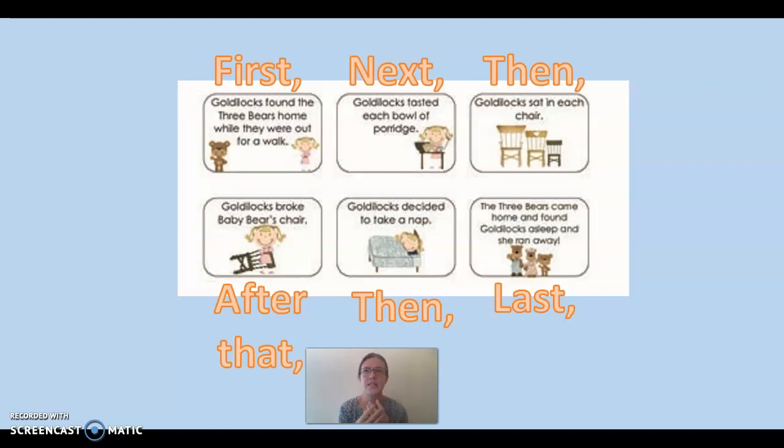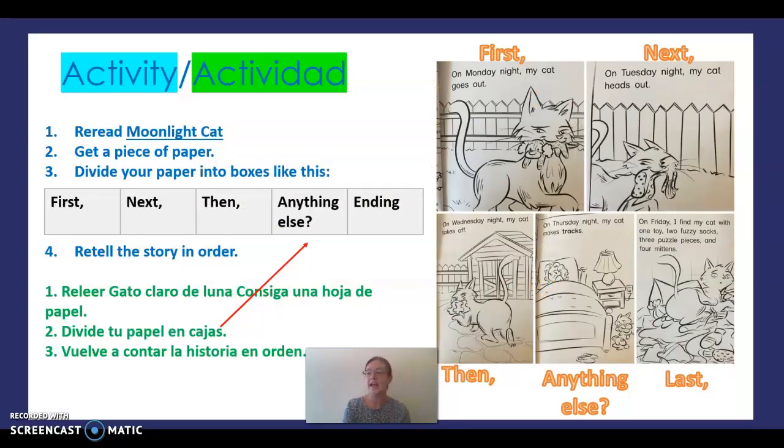So we want to make sure we're telling those things in order, because if we're not, then the story doesn't really make sense, and it's not how we actually read it. So what you guys are going to do today is get your Moonlight Cat book that we made earlier this week, and you have already read this a couple times, so you're really familiar. You really know what happens in this story. So you're going to reread Moonlight Cat, and then you're going to get a piece of paper, and you're going to divide your paper into boxes like this. This says first, next, then, anything else, and then the ending. So you're going to retell the story in order. You can use words, you can use pictures, but you're going to retell the story in the order that it happened.